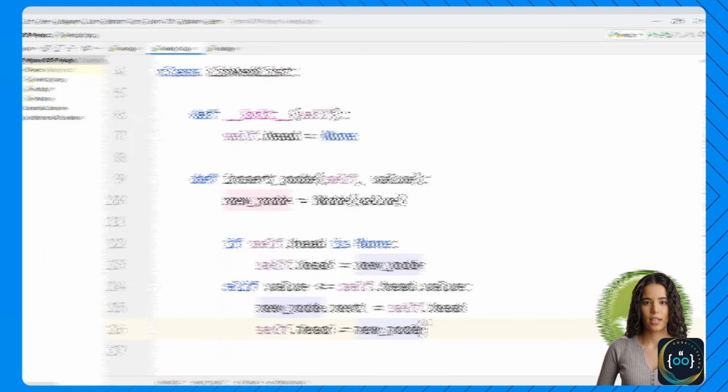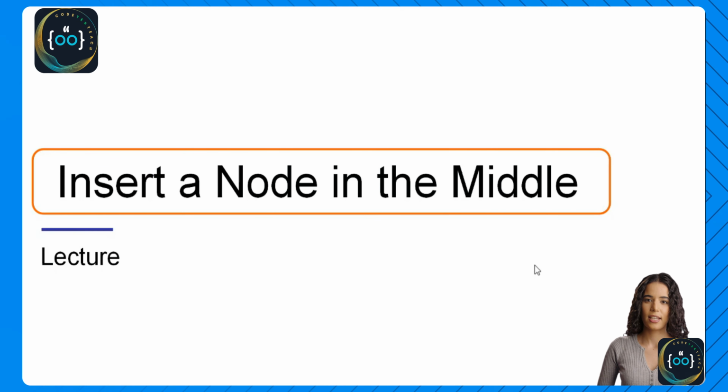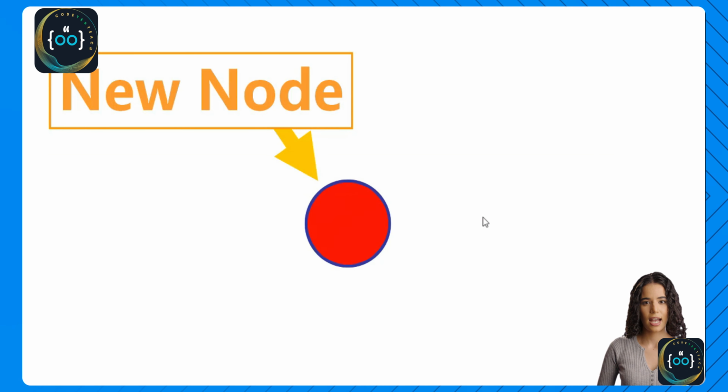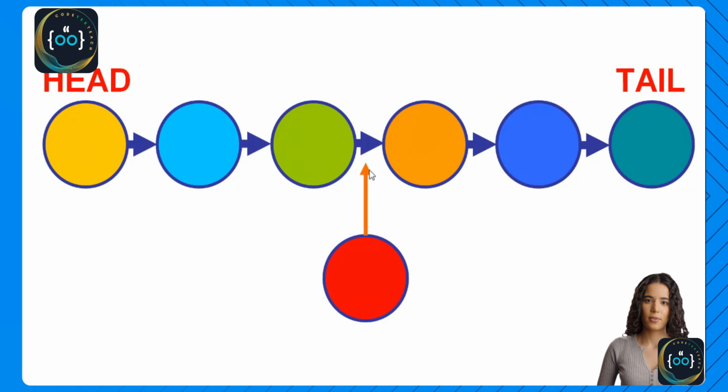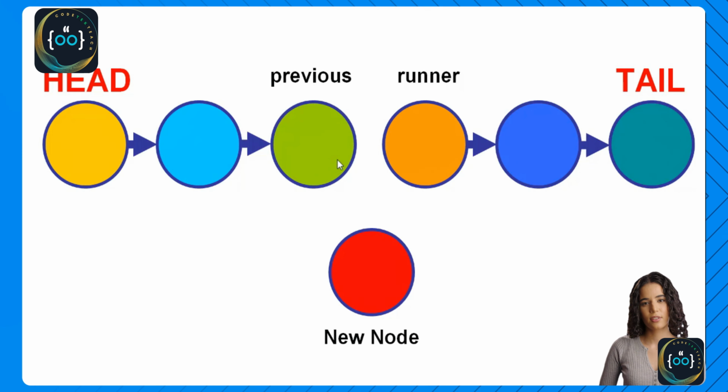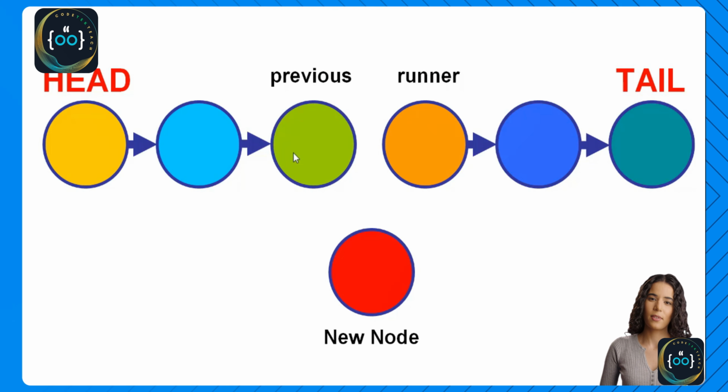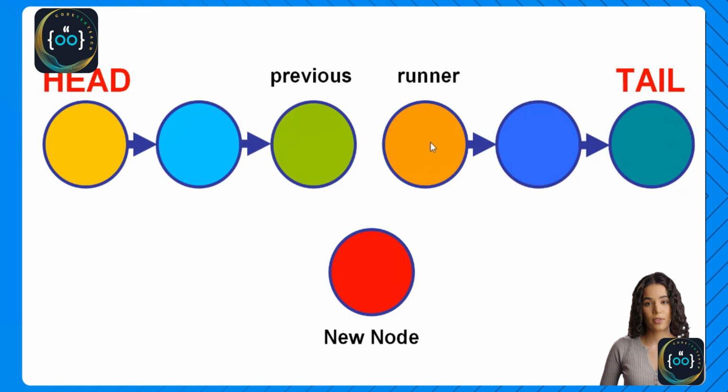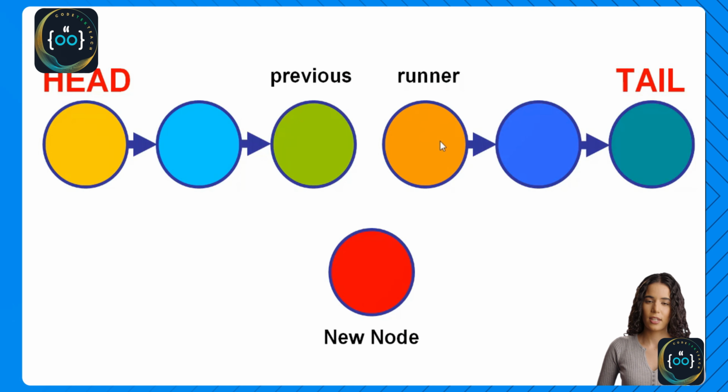Great work so far. Now let's see how you can insert a node in the middle of a linked list. If we want to insert this new node at this particular location in the linked list, between the green and the orange node, the first thing that we have to do is to remove the connection between the green node, which is called the previous node, and the orange node, which is called the runner node. We will use this notation, and this is very common when we work with data structures: previous and runner.